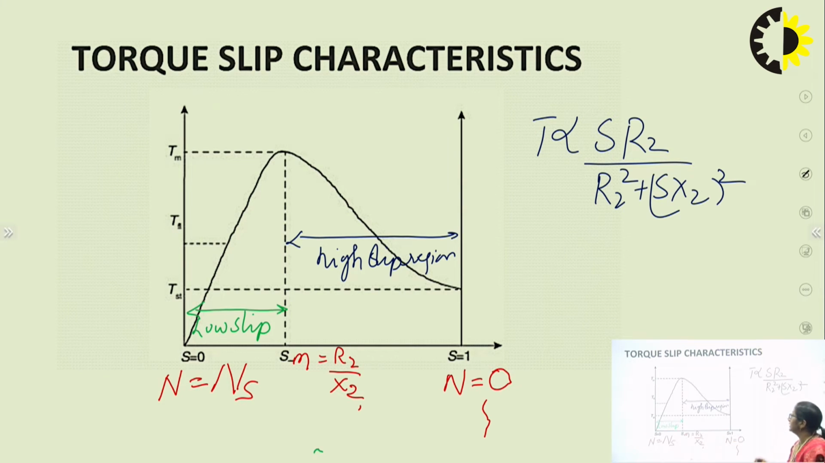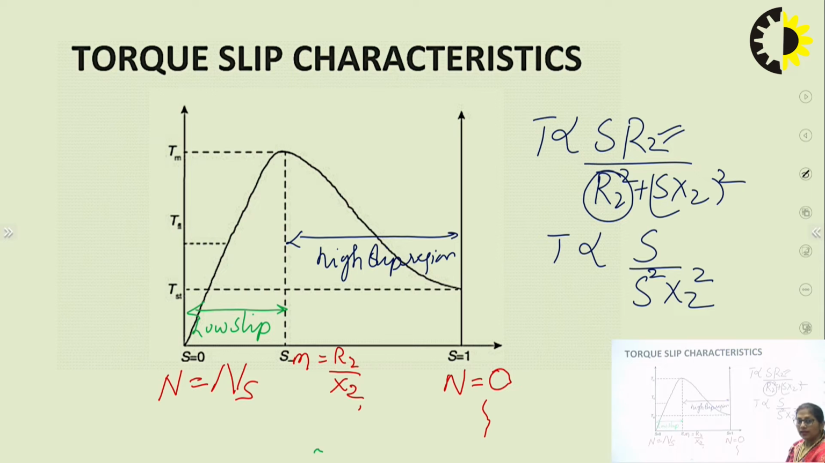This time, I can't say that SX2 square is negligible. This is a nice value. In fact, the rotor resistance R2 is comparatively negligible compared to this SX2 whole square. So if I neglect this, I'll have torque proportional to S times R2, which is a constant, upon S square X2 square. Once again, this is a constant, so I get that torque is inversely proportional to S in the high slip region.